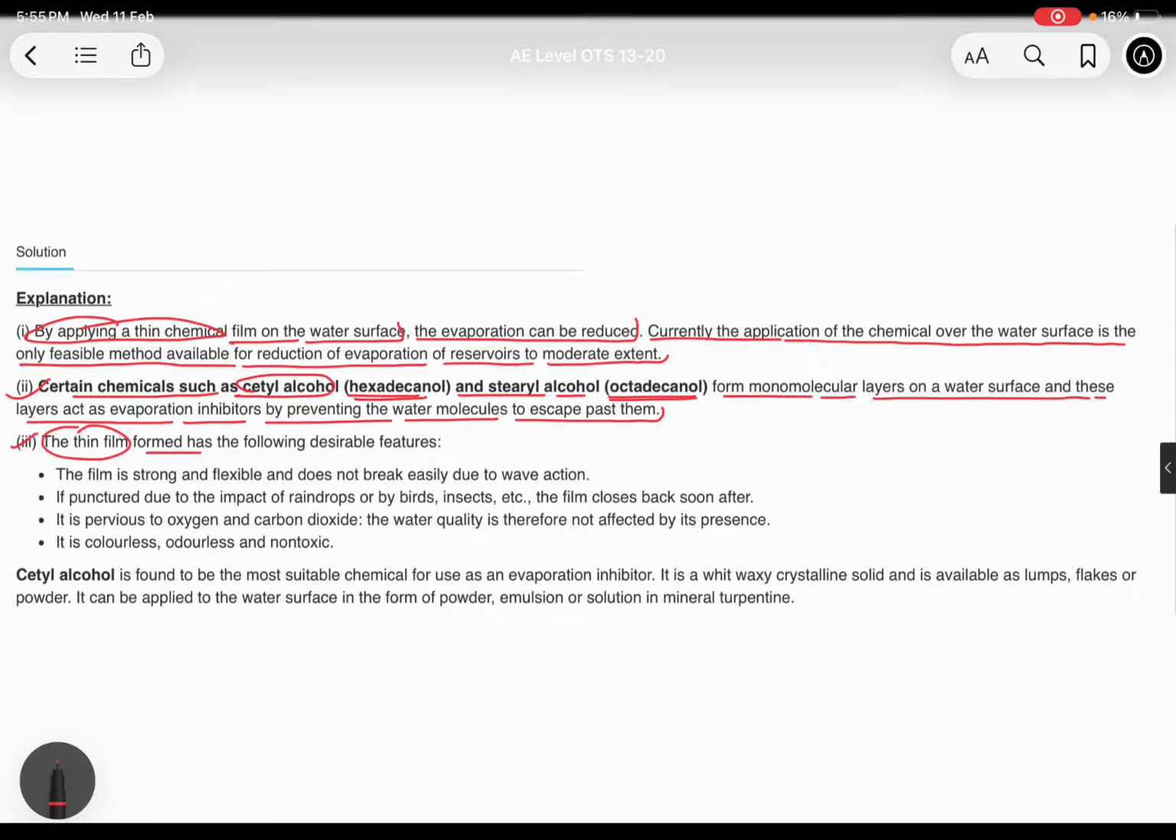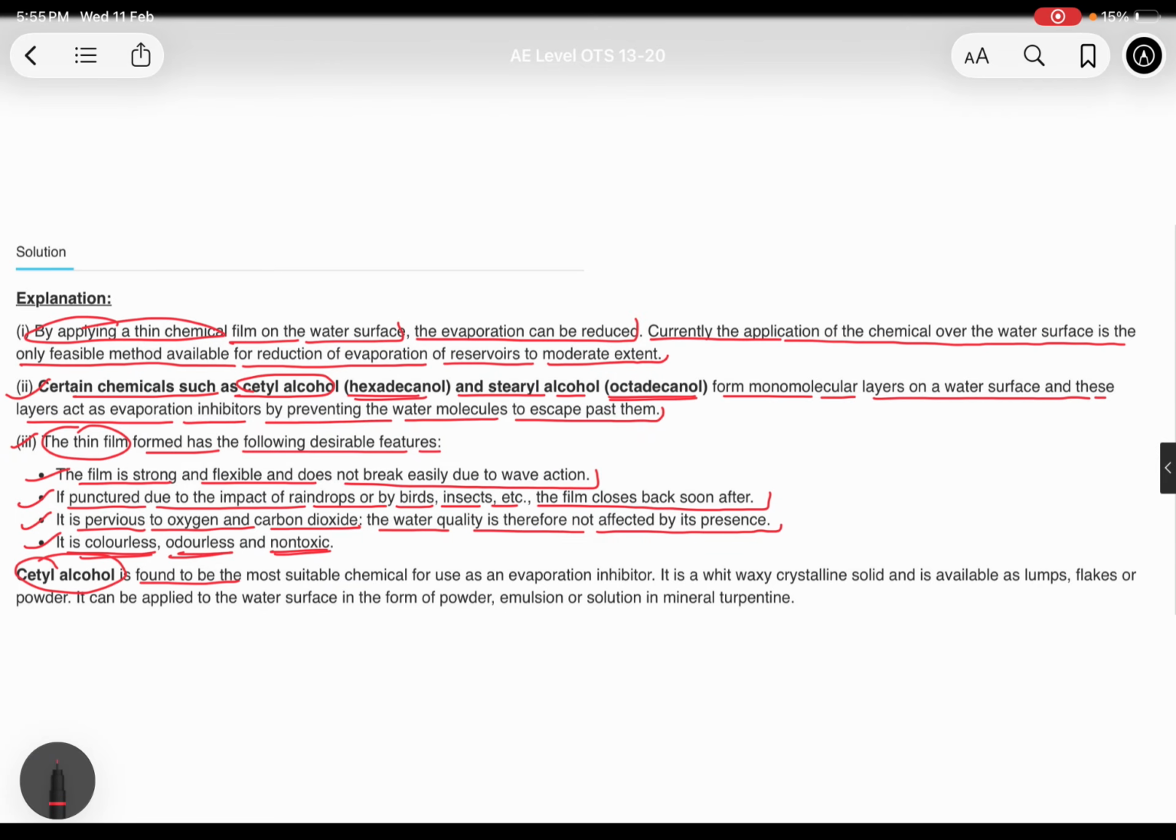The thin film formed has the following desirable features. The film is strong and flexible and does not break easily due to wave action. If it is punctured due to the impact of raindrops or birds, insects, etc., the film closes back soon after. It is pervious to oxygen and carbon dioxide, so the water quality is not affected by its presence. It is colorless, odorless, and non-toxic.